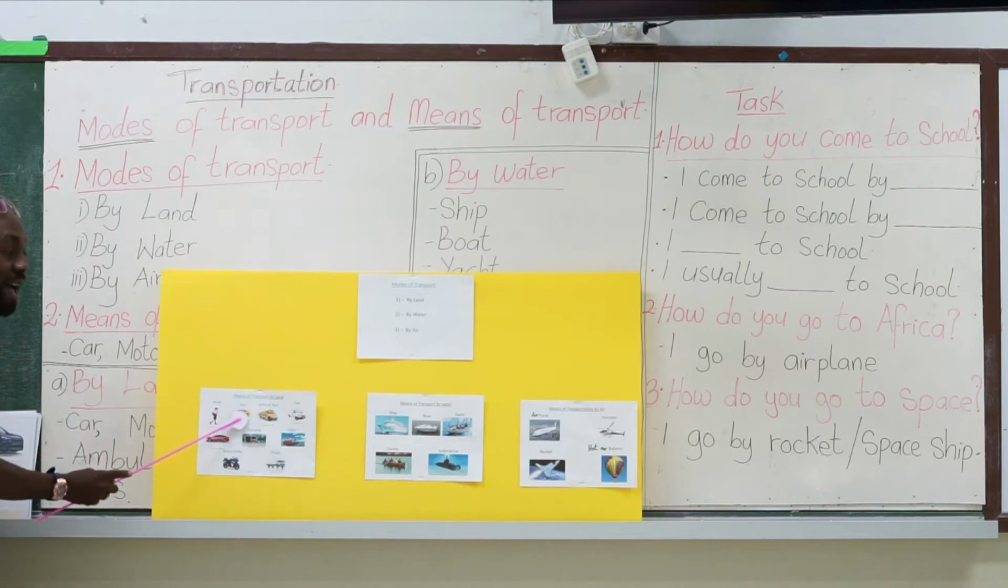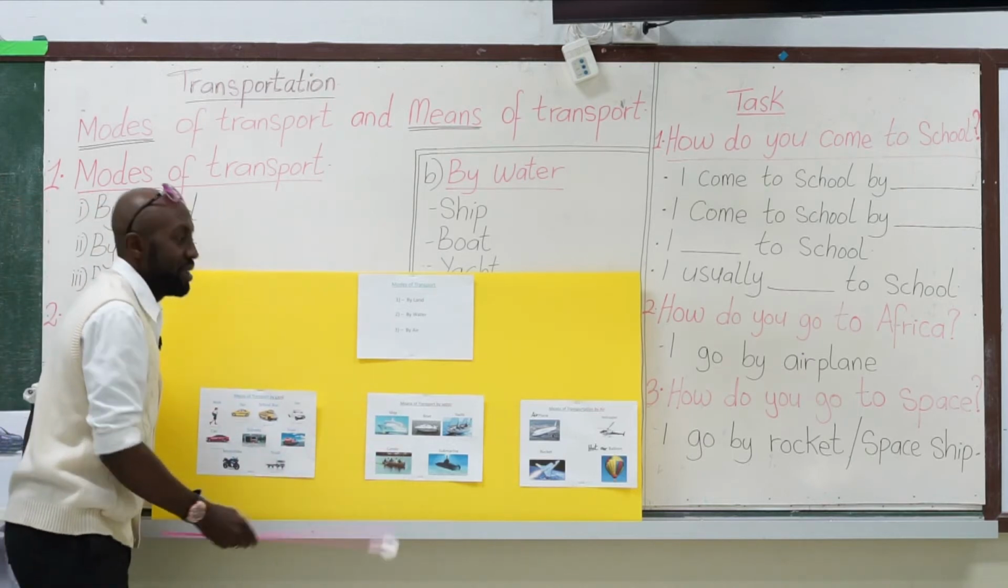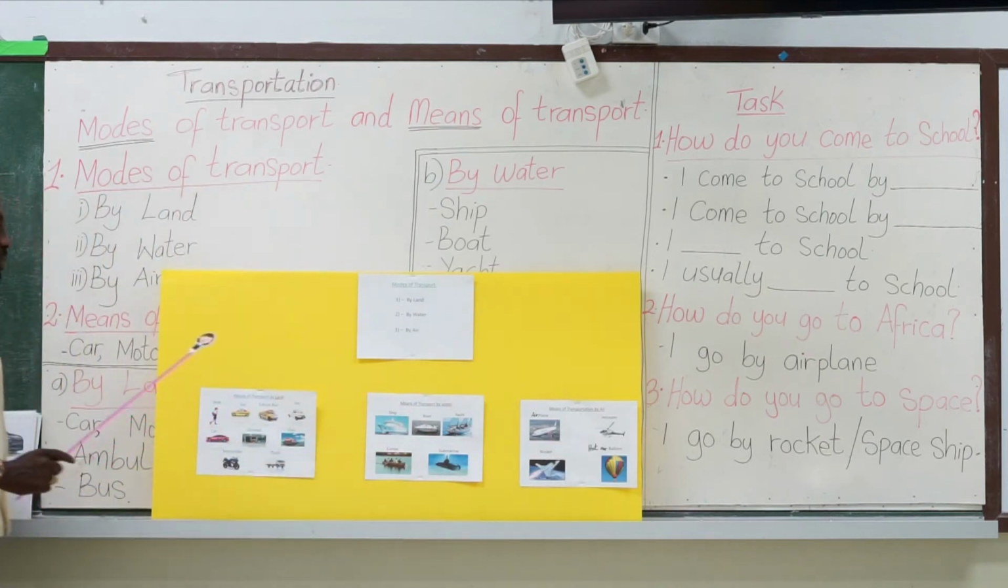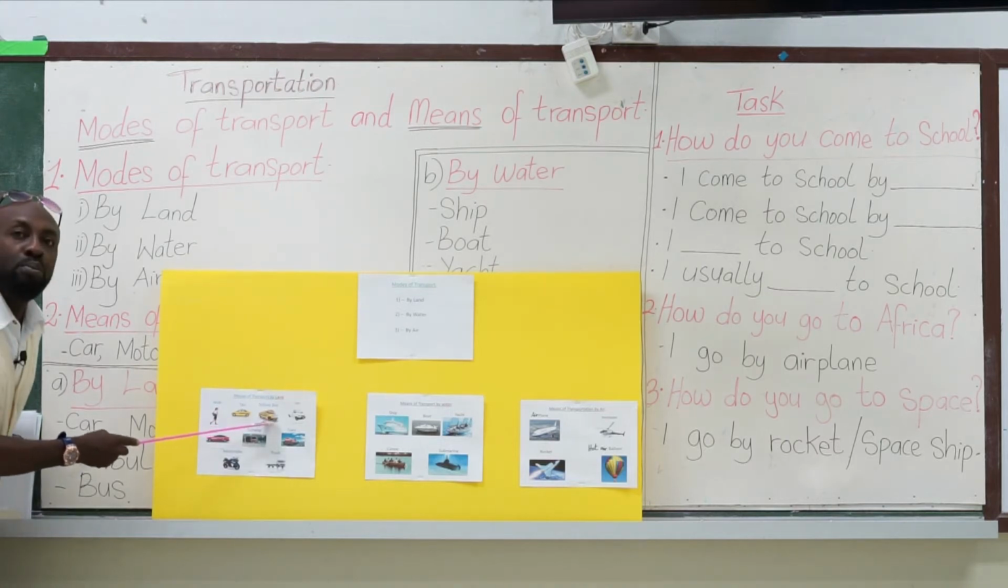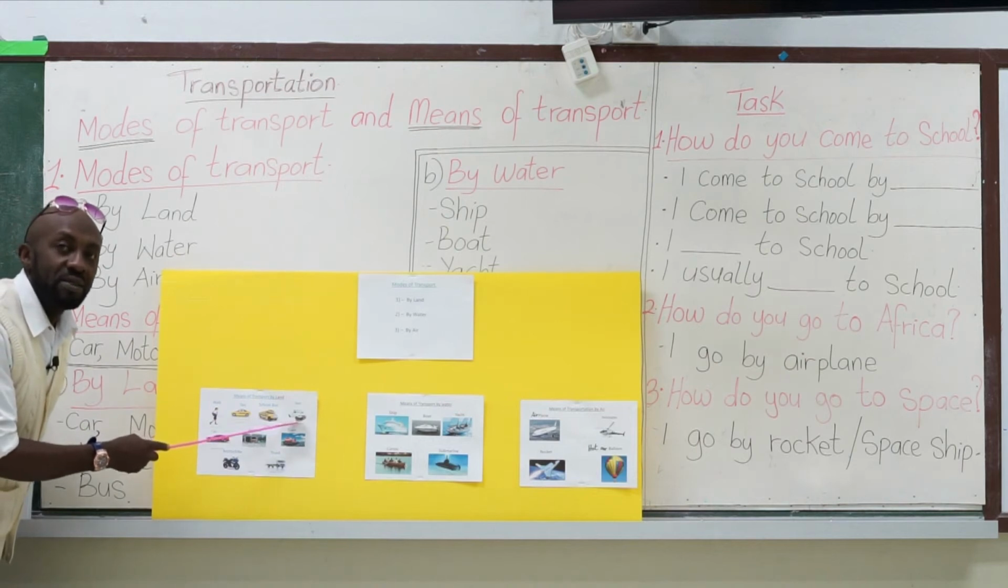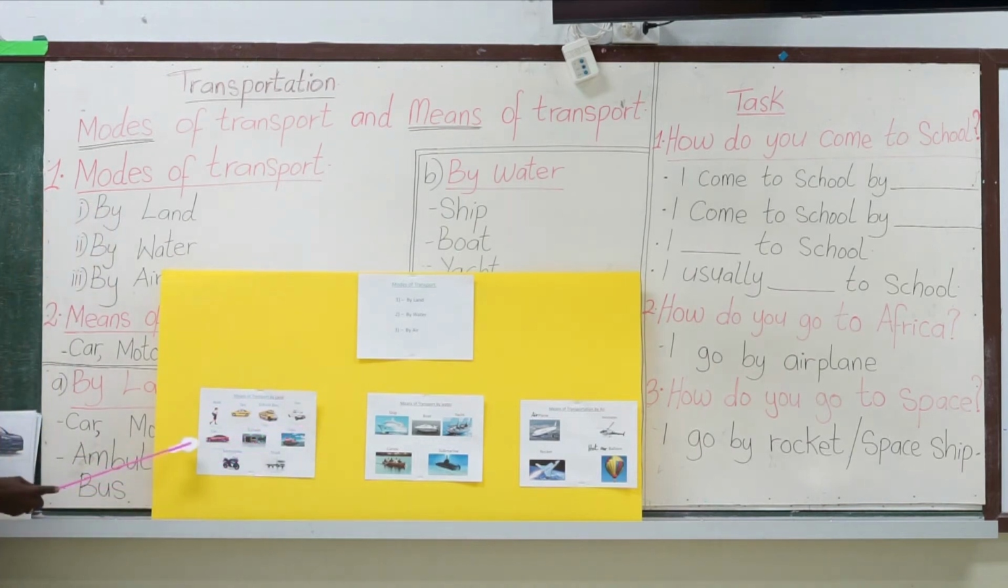Good. So land, water, air. So now you have means of transport by land. So you repeat after me. Here is walk. You walk with your legs. So walk, walk. Good. Taxi, taxi. Good. School bus, school bus. Good. Van, van. Good. Car, car.